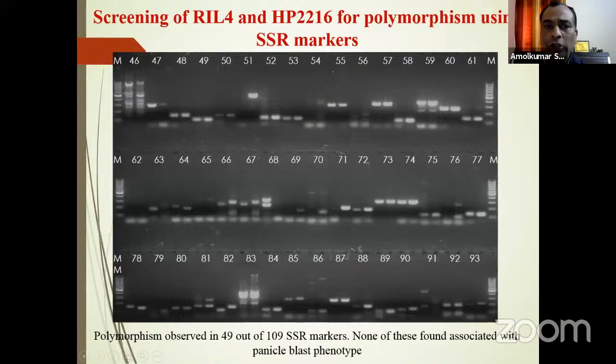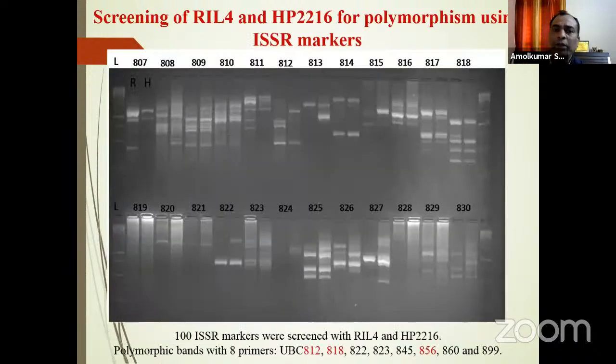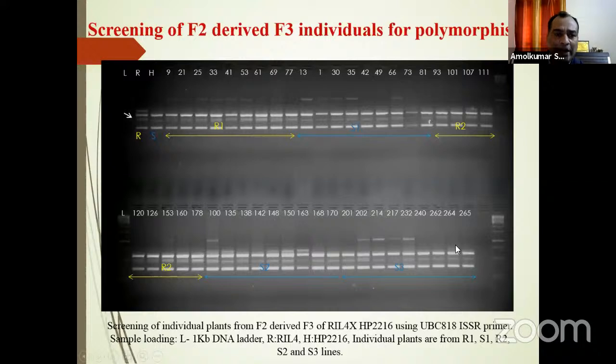So like this, all these lines we have checked with SSR markers, almost 109 SSR markers, out of which 49 we found polymorphic, but none of them go with this blast phenotype. We also checked these ISSR markers, although these are not good markers for checking, but still we got this one marker which is associated with this. And here, if we see this particular band, this band is present in resistant line and absent in susceptible line.